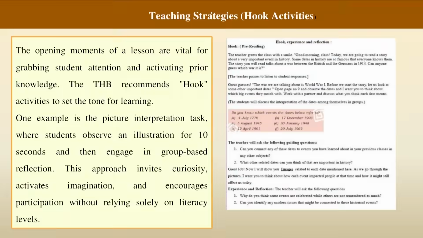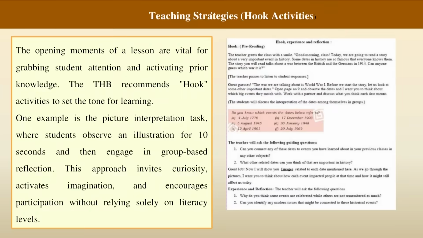Next, we shift to teaching strategies, that is, hook activities. The opening moments of a lesson are vital for grabbing students' attention and activating prior knowledge. The teacher handbook recommends hook activities to set the tone for learning.